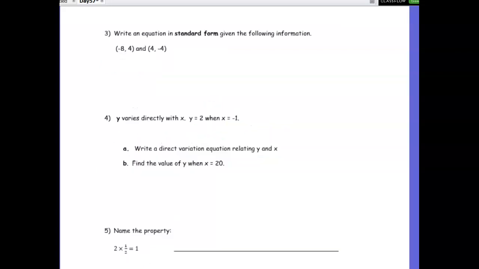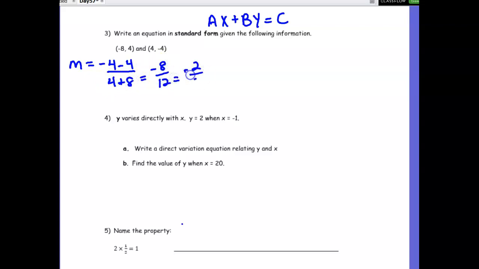Number 3, we want to write the equation in standard form. Remember, standard form is ax plus by is equal to c. In order to do that, you're going to have to first find the slope. So the slope here would be -4 minus 4 divided by 4 plus 8. We'd get -8/12, which is negative 2/3 when you simplify it. Then you can pick a point, it doesn't matter which one, and do point slope form. There's a lot involved in this, so it would be y plus 4 is negative 2/3 times x minus 4.